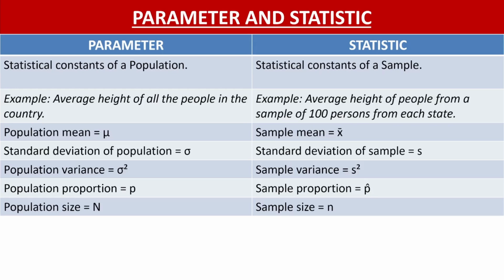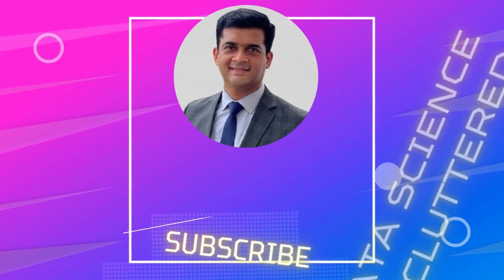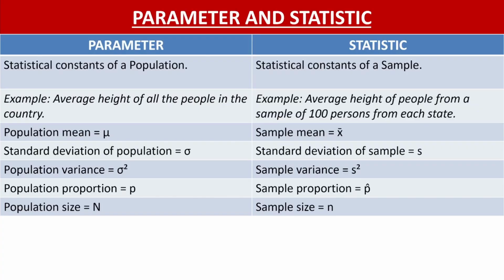Hello students, in the previous lecture we had learned the meaning of population and sample. In today's lecture we will study two terms, that is parameter and statistic. So the statistical constant of a population is called a parameter and the statistical constant of a sample is called a statistic. Now how will you remember this?